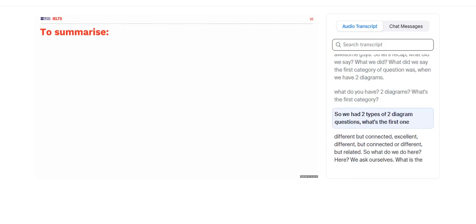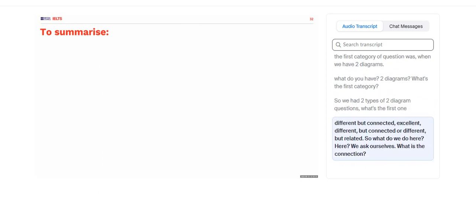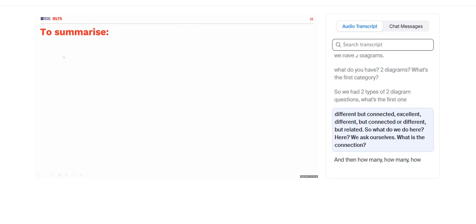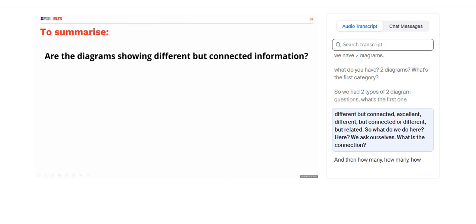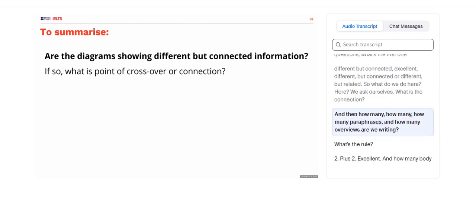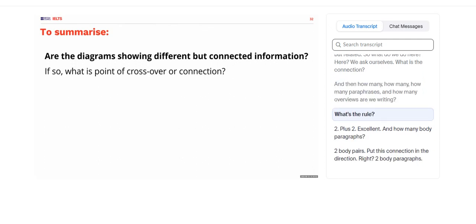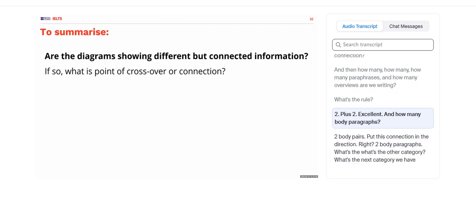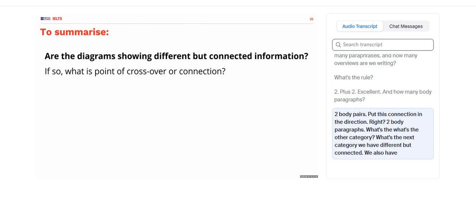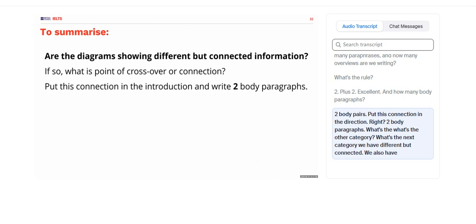So we had two types of diagram questions. What's the first one? Different but connected. Excellent. Different but connected or different but related. So what do we do here? Here we ask ourselves, what is the connection? And then how many paraphrases and how many overviews are we writing? What's the rule? 2 plus 2. Excellent. And how many body paragraphs? 2 body paragraphs. Put this connection into deduction, write 2 body paragraphs.